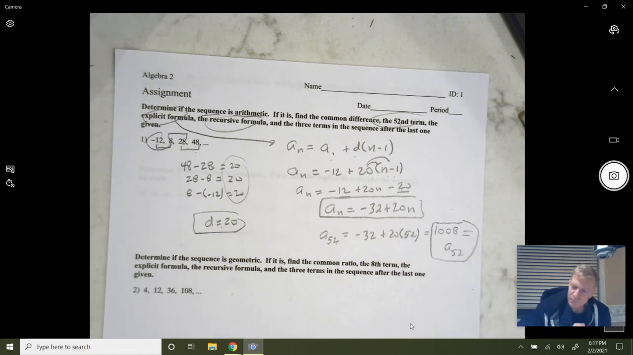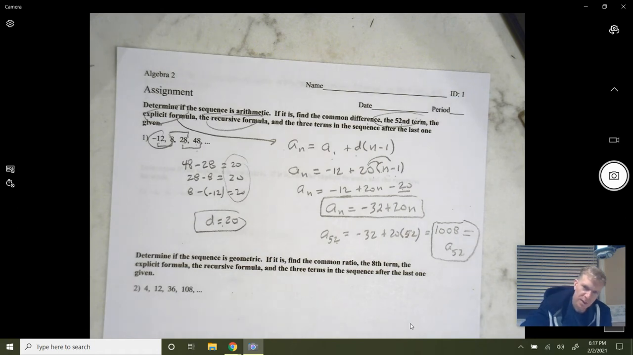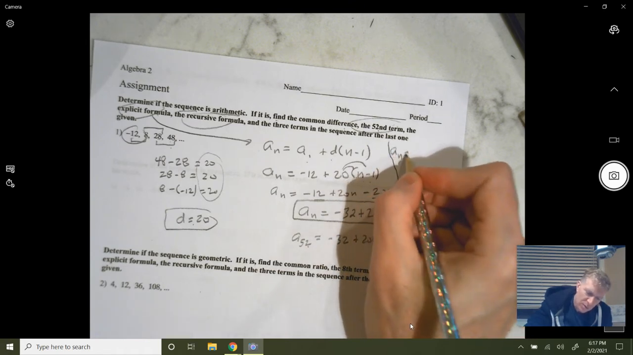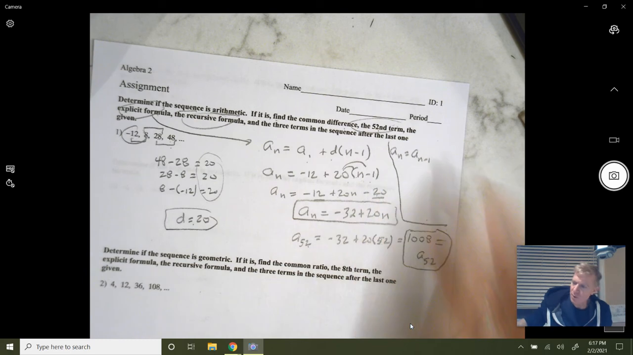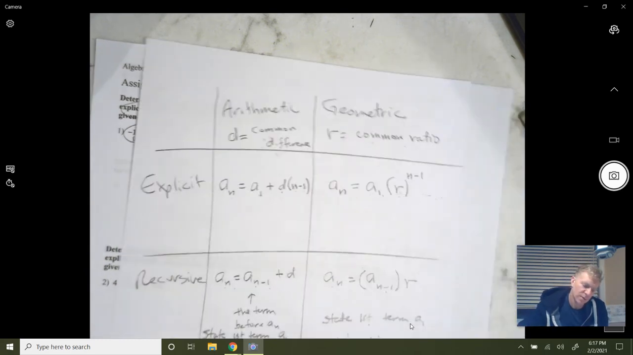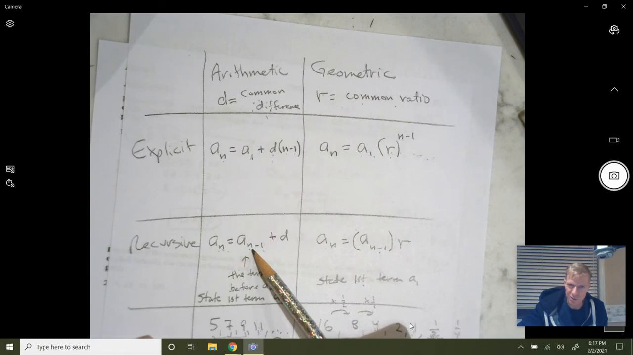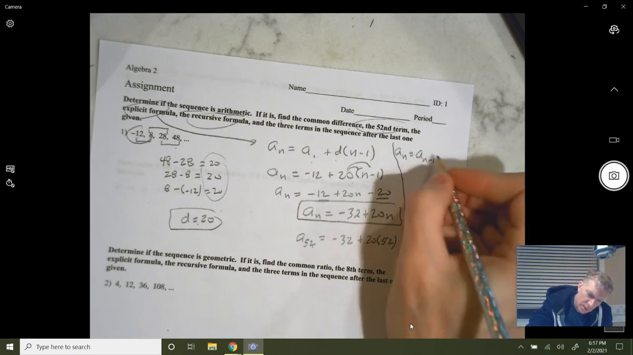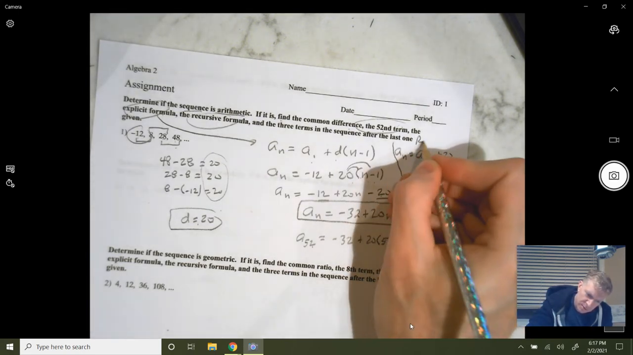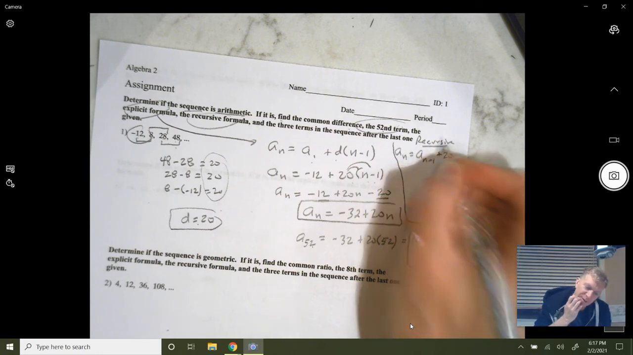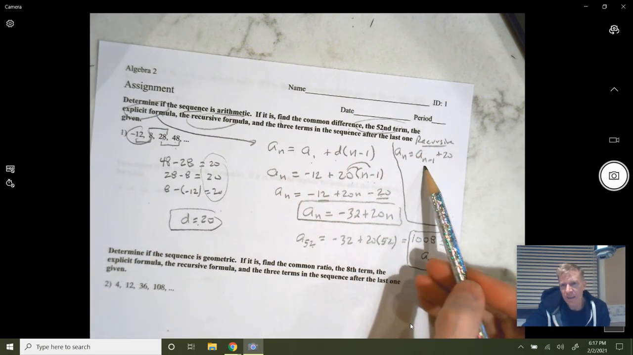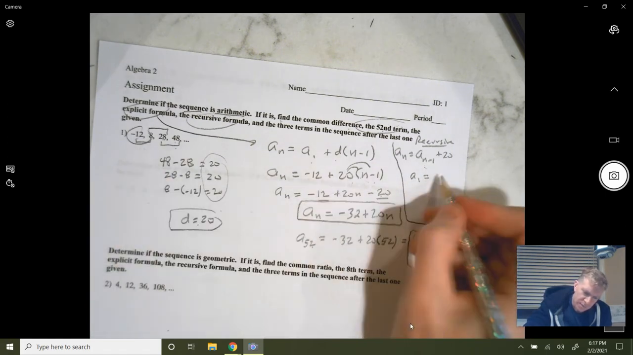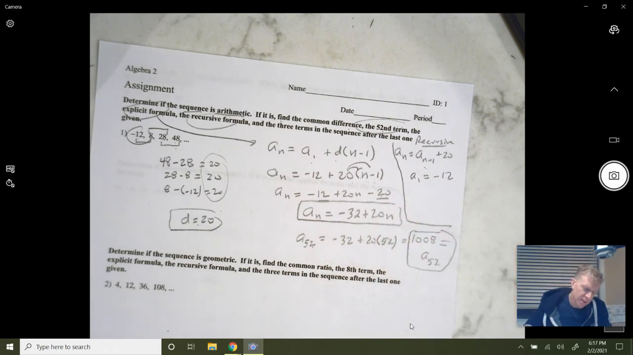Okay, and the only thing we have to do is find the recursive formula. Running out of space, let's do it over here. The recursive formula is a sub n equals your previous term, a sub n minus 1. Let's check our formula for an arithmetic. Remember, we look at the previous term, and you just add your common difference. So a sub n minus 1 plus 20. That's your recursive. Okay? And we're kind of done, but the problem is you have to give it a starting point. So you also have to state a first term. A sub 1 equals negative 12. Okay, let's go on to the next one.